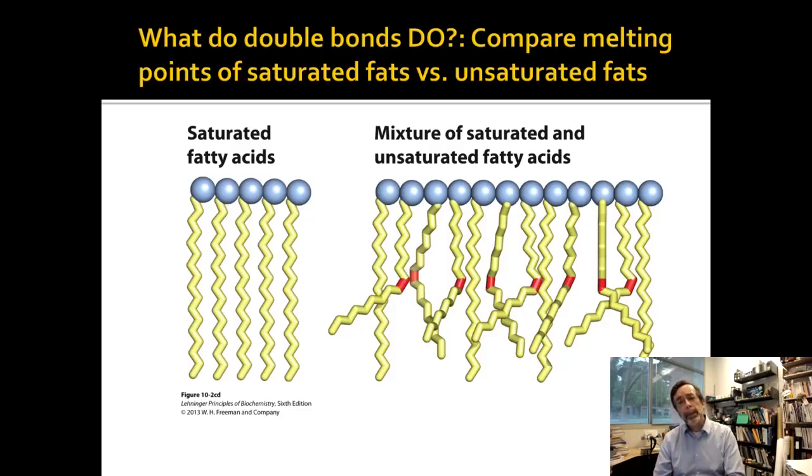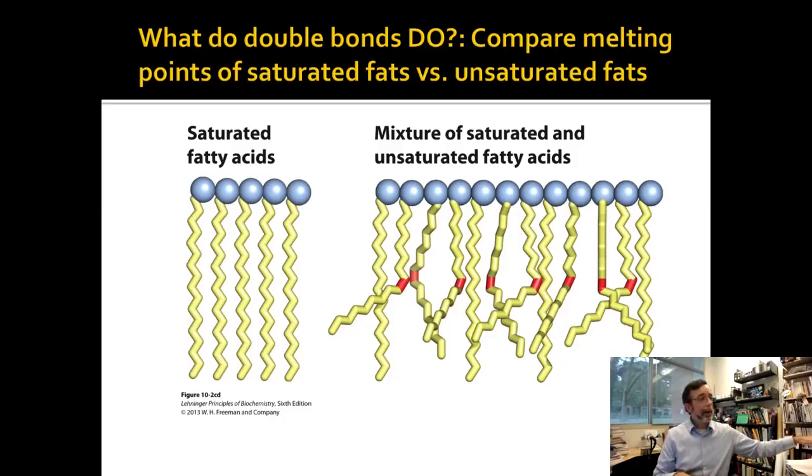But when you have a double bond, when it's unsaturated, you have it kicking out to the side. And think about what happens when these all come together in a membrane or in a lipid particle. They are all packing next to each other. Saturated fatty acids or saturated tails will be able to fit together much better than unsaturated ones. And if you just mix in a few unsaturated ones, it's like their legs kicking out.